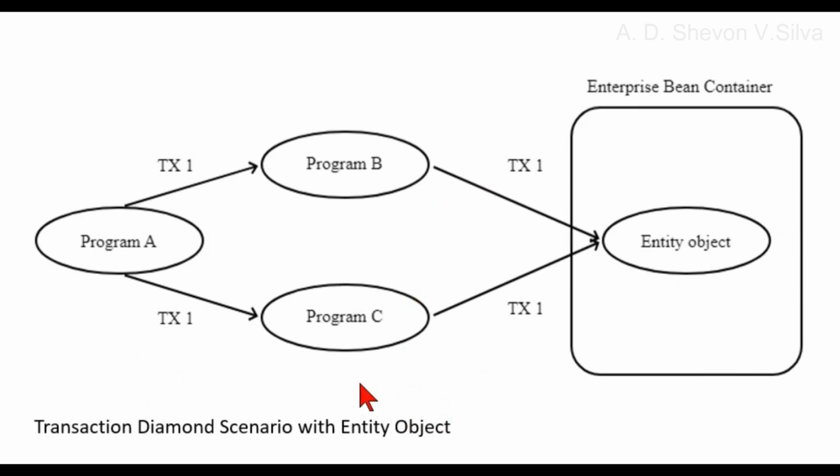An entity object may be accessed by multiple clients in the same transaction. For example, a program A may start a transaction, call program B and program C in the transaction context, and then commit the transaction. If program B and C access the same entity object, the topology of the transaction creates the diamond.